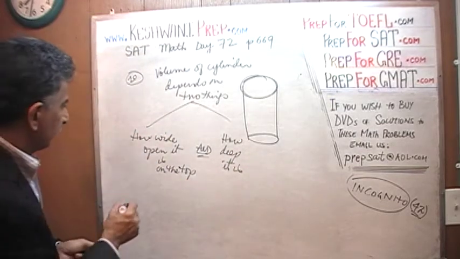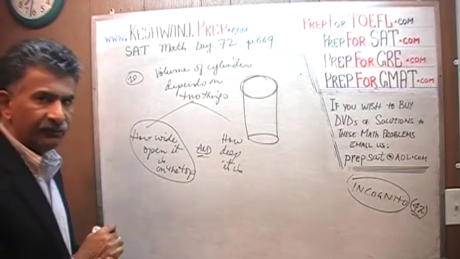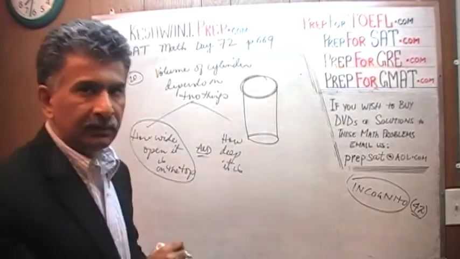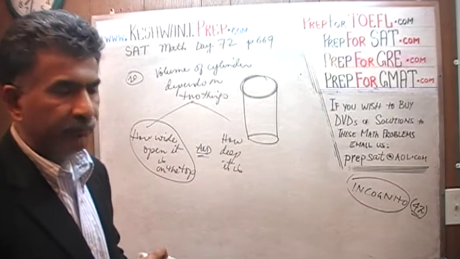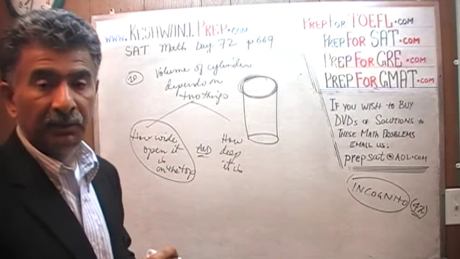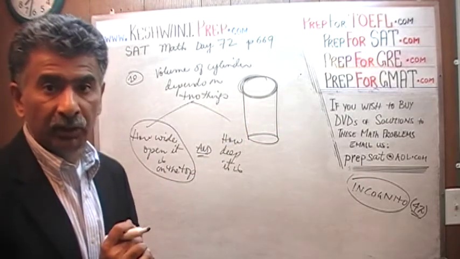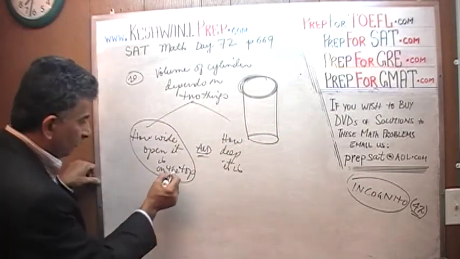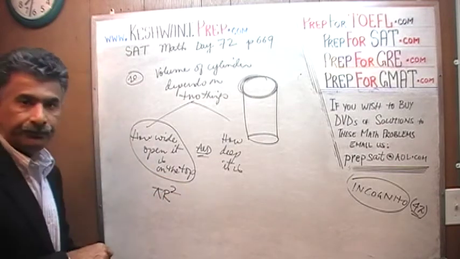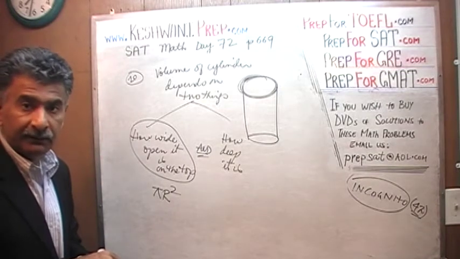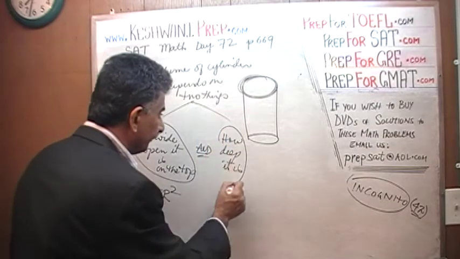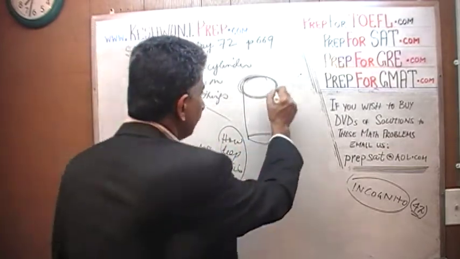Ask yourself, how do we measure how wide open the cylinder is on the top? That is the same as saying, what is the area of this circular opening that we see there? The bigger the area, the more wide open it is. So the answer to this question is the area of the circle, which is simply pi r squared. The second dimension that we need to concern ourselves with is how deep it is. Well, how deep it is is the height.